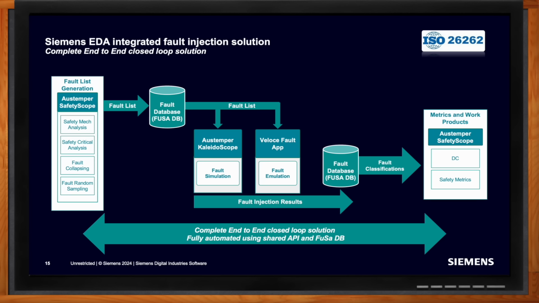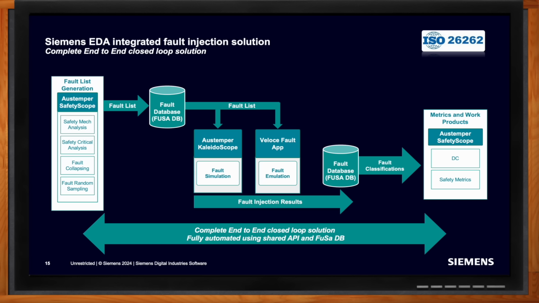This is the Siemens EDA integrated fault injection solution. It contains products from the Veloce side with the Fault app, and it contains products that come from Ann's division, things like the Austemper Safety Scope. I'll briefly walk you through how this process works. On the left, the safety scope will analyze the design. It'll generate, through those standard optimization features I mentioned earlier, a fault list. What ties all these products together is the fault database. It is multi-user, multi-session, multi-IP, and so on and so forth. Those faults get uploaded to the database.